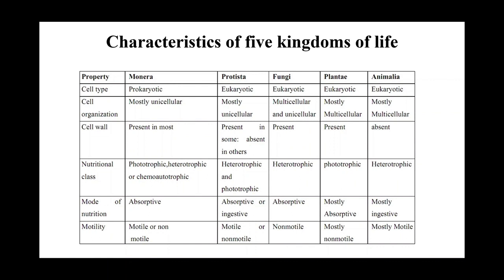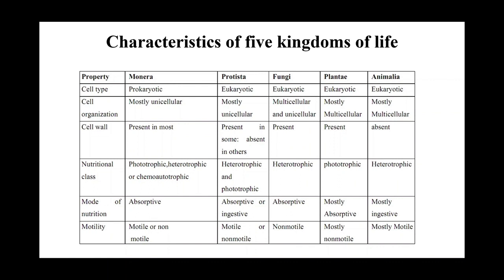Next is how they are using that food. We know they have prepared their food, but how are they using it? Are they taking it in via absorption, or ingesting it through some mechanism of engulfing? Monera, which is bacteria, are generally absorptive. They absorb via their cell wall. Protista are absorptive or ingestive, where they form a vacuole around the food source and get it in. Fungi are absorptive.